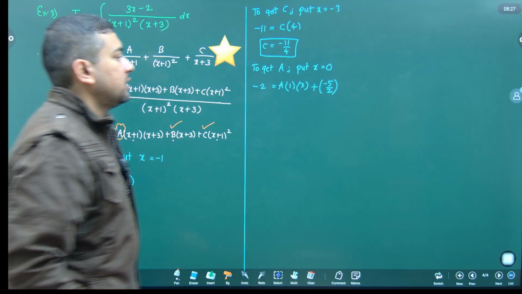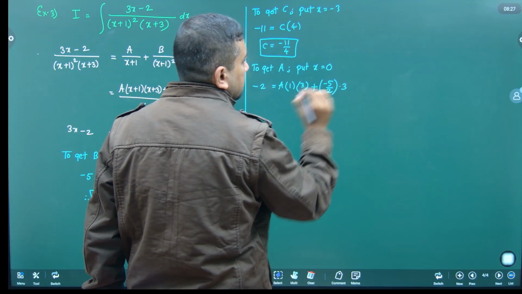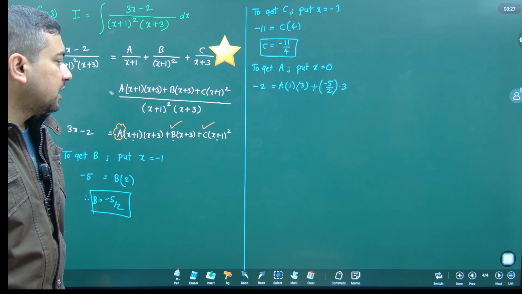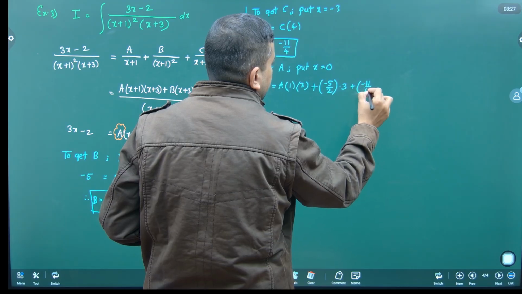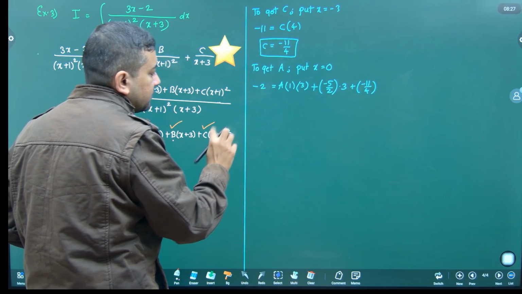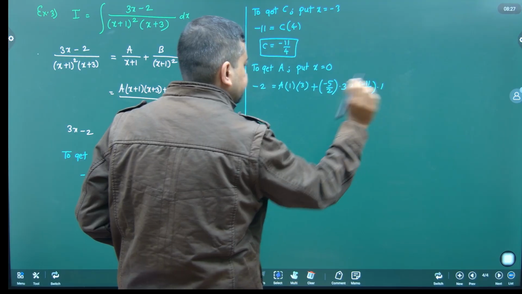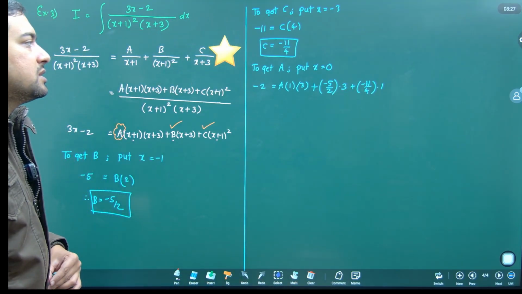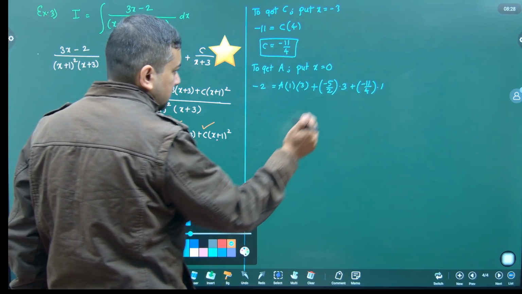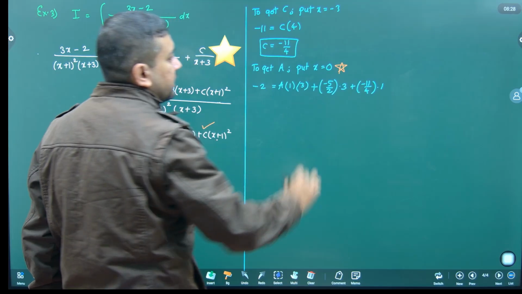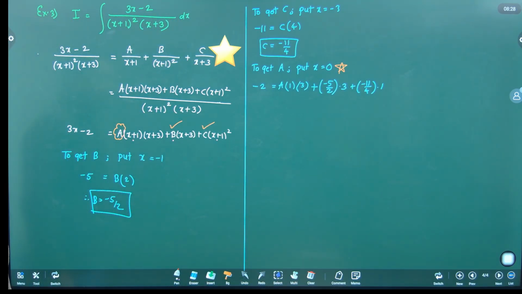0 plus 3, what is 0 plus 3? 3. Correct? Next, plus C, what is C? Minus 11 by 4 into 0 plus 1 square, 1 square it is 1. So this is how you have to find value of, this is how you have to find out value of A. Correct? Okay.